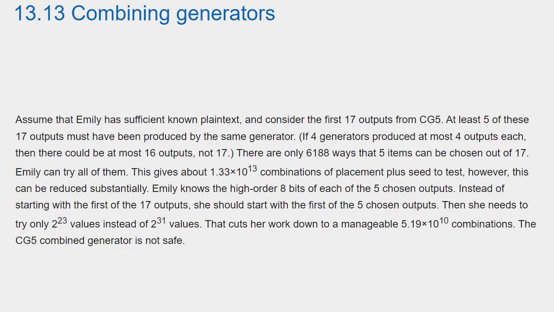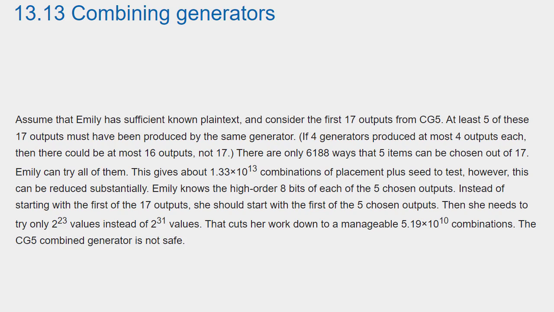There are only 6,188 ways that 5 items can be chosen out of 17. Emily can try all of them. This gives about 1.33 × 10^13 combinations of placement plus seed to test.